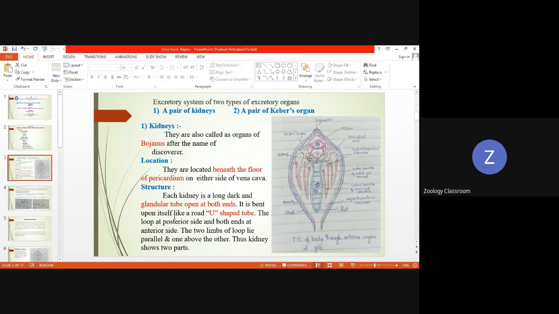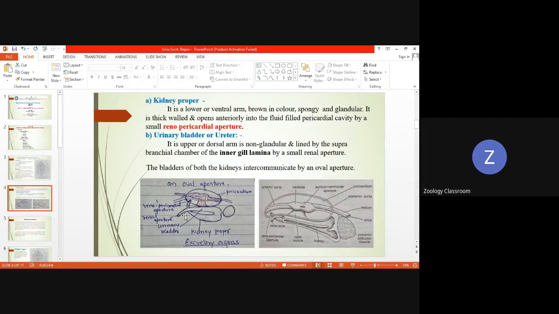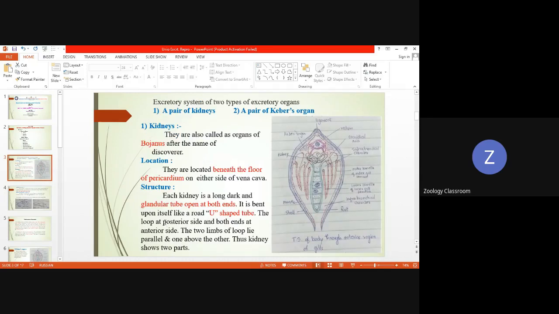It is bent upon itself like a road. How a road turns on itself in a ghat section, like that a U-shaped tube is there, with the loop at the posterior side and both ends at the anterior side. See, this is the U-shaped loop. This is the loop at the posterior side, and these are the two ends at the anterior side. That is what this statement means.